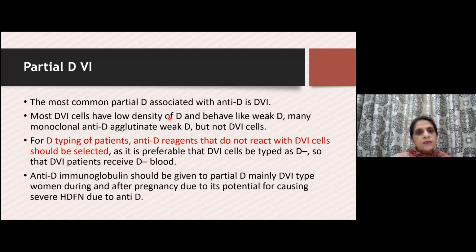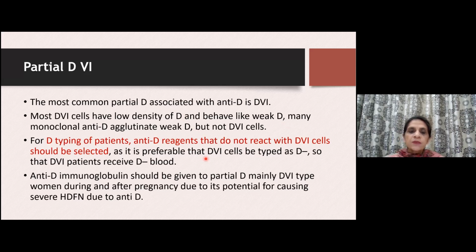Now, the partial D6 variant, which is the most common partial D variant and most important for all of us also, has a low density of D and behaves like weak D, and many monoclonal anti-D may agglutinate weak D but not D6 cells. So for D typing of patients, it is important that anti-D reagents that do not react with D6 cells should be selected. And it is preferable that these individuals or patients type as D negative so that they receive D negative blood. Because if they form an anti-D, then, particularly if they are women of childbearing age, it has the potential of causing severe hemolytic disease of the fetus and newborn.